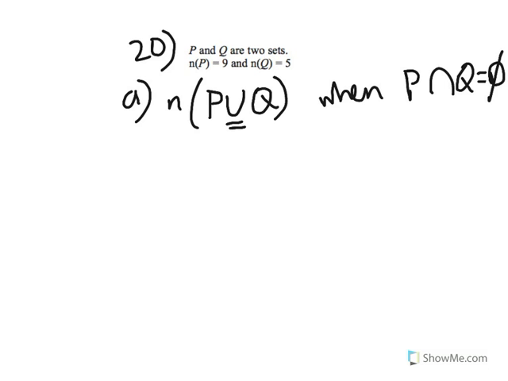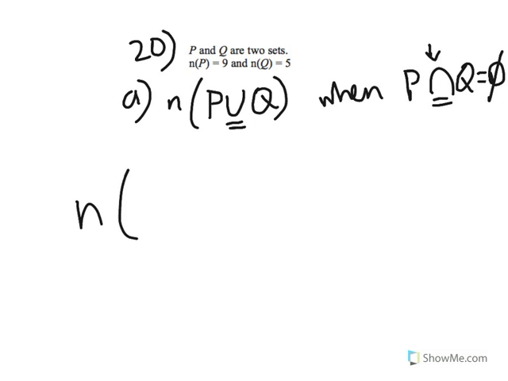When P intersect Q is nothing, meaning when they have nothing in common. This means intersect, and it means what they have in common. So if they have nothing in common, that means the number of elements in P and any element in Q, they don't have any common numbers.